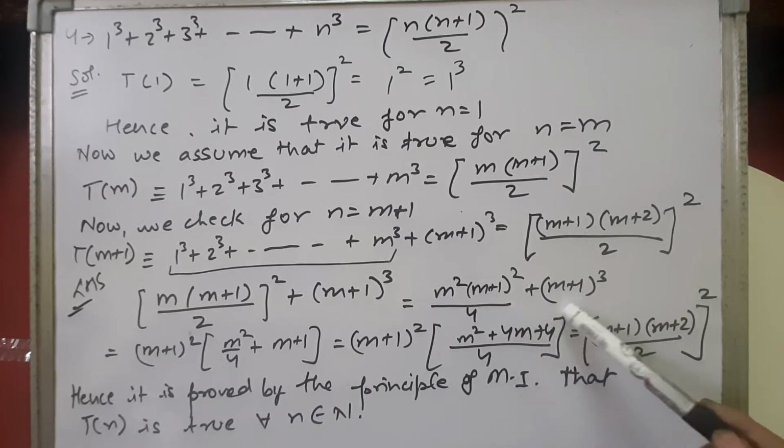Now we can see that (m + 1)² is common in both the terms. Take it common, (m + 1)² common. Inside the bracket it will become m²/4 + (m + 1).